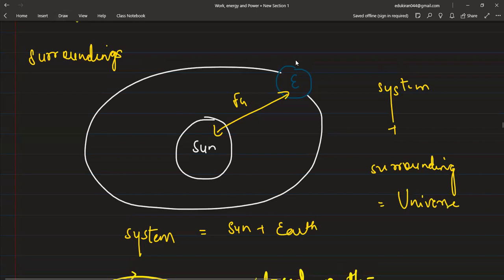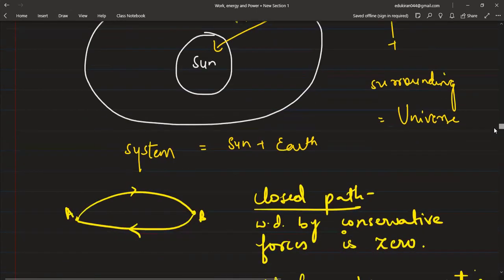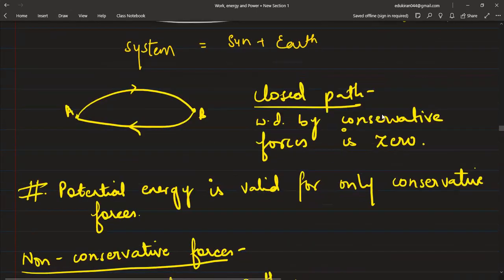This is the concept of system and surrounding which you should be aware. Now, when we're talking about closed path, work done by conservative forces is 0. We call this a cyclic force also. So basically, the work done by conservative forces is considered to be 0. And here only the concept of potential energy is valid. That's why we are studying this.